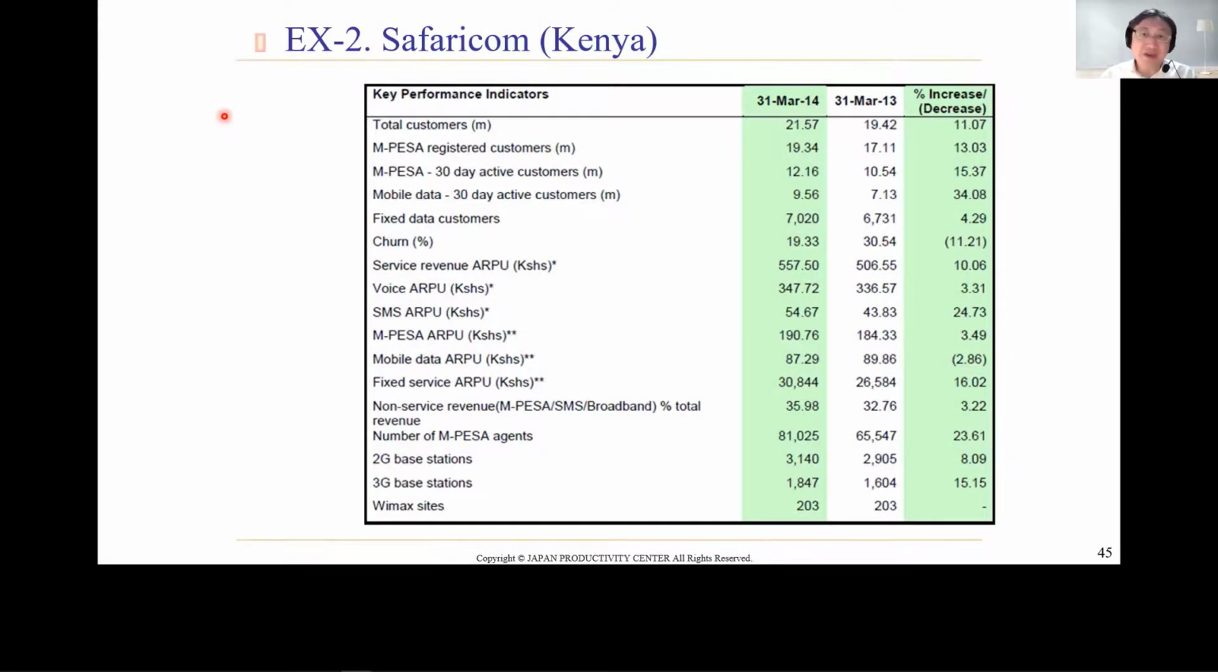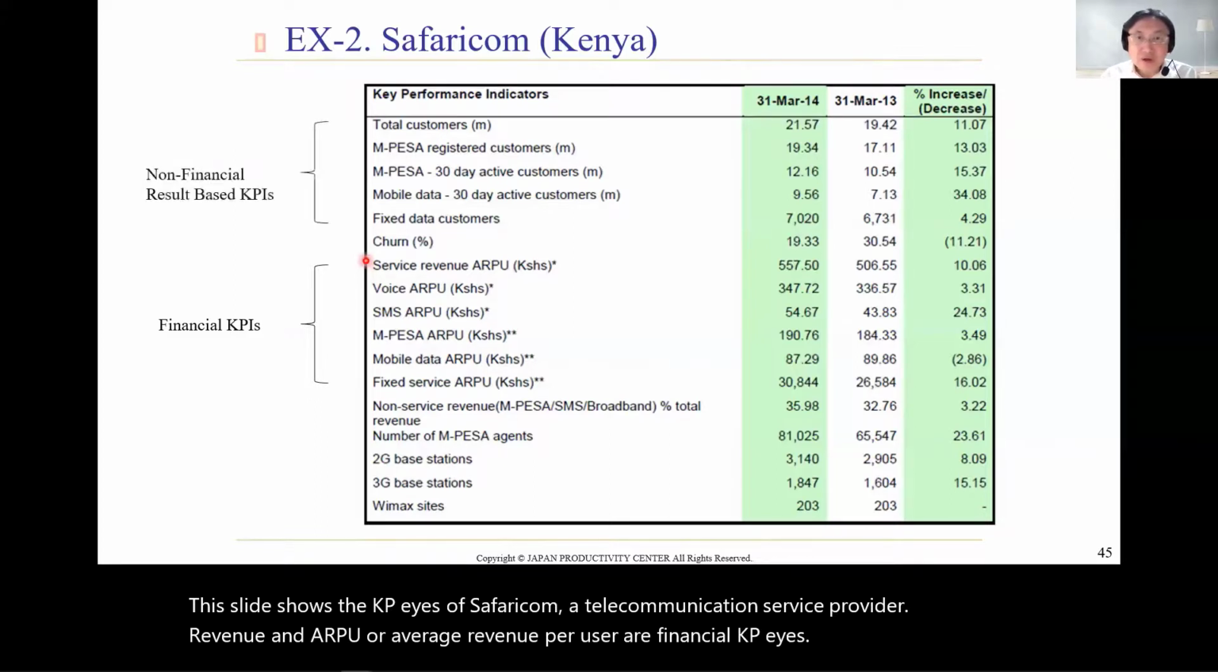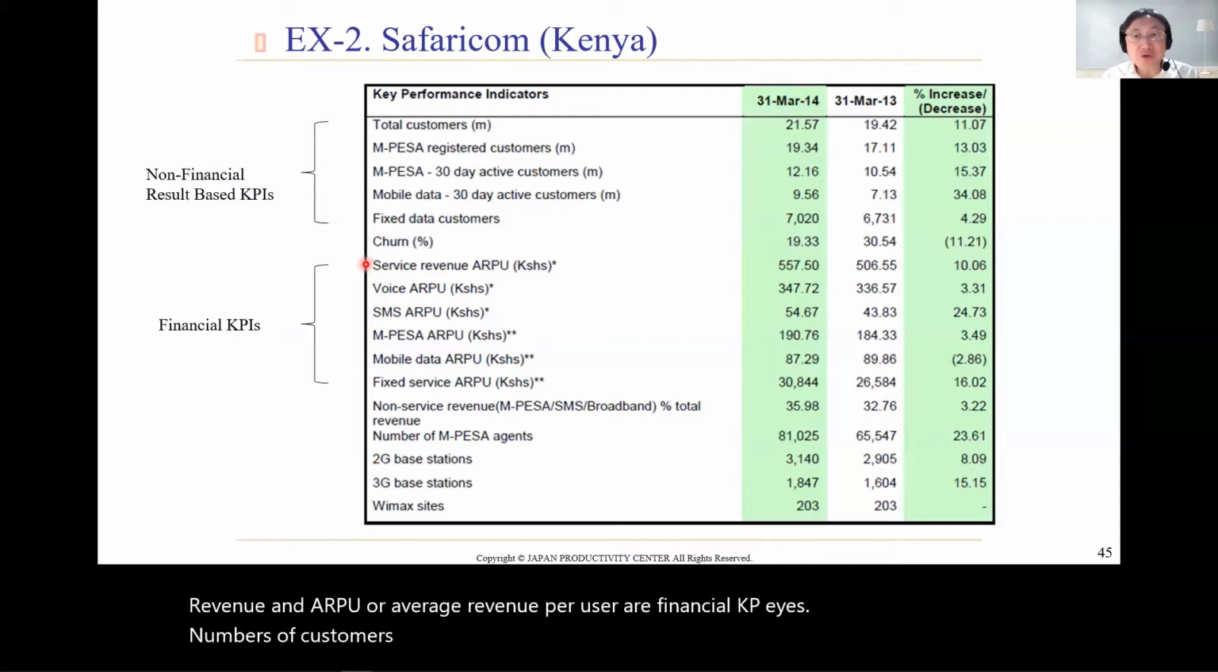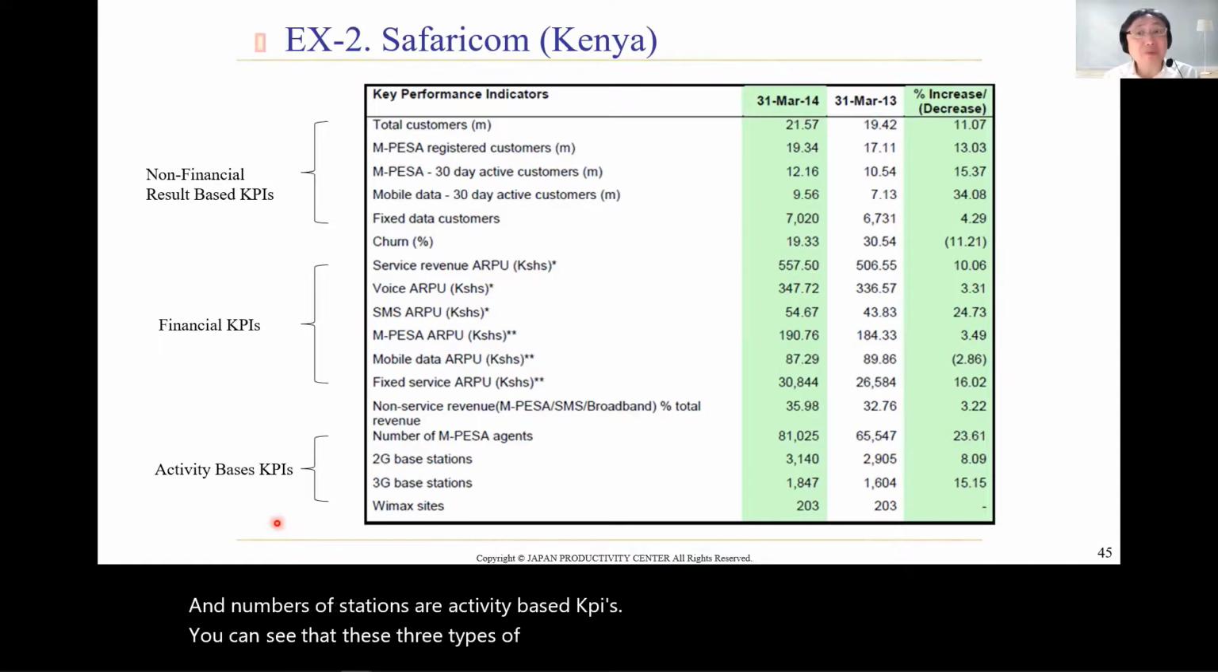This slide shows the KPIs of Safaricom, a telecommunication service provider. Revenue and ARPU, or average revenue per user, are financial KPIs. Numbers of customers are non-financial result-based KPIs. And numbers of stations are activity-based KPIs. You can see that these three types of KPIs are used in a well-balanced way.